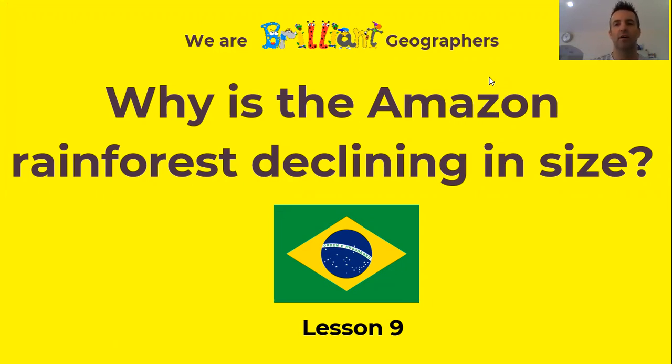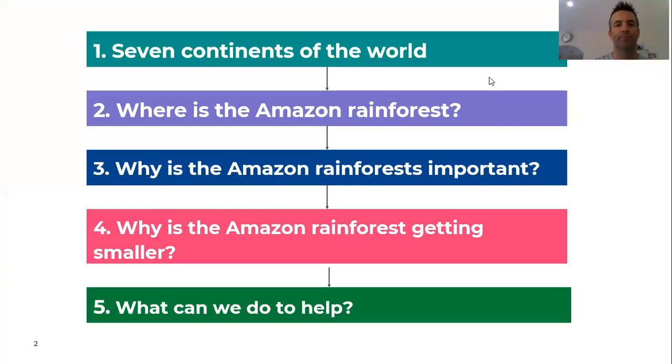So let's get started. This is lesson 9. In our lesson today, we're going to recap those 7 continents of the world, and we're going to be able to locate the Amazon rainforest within the continent of South America. And then we're going to think about why the Amazon rainforest is so important. And it's not just important in Brazil, it's not just important in the continent of South America, but it's important for all human life on Earth. And we're going to find out why a little bit later.